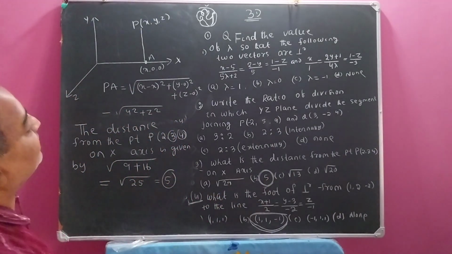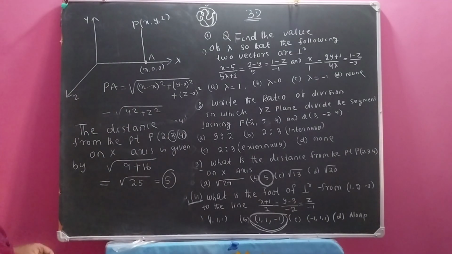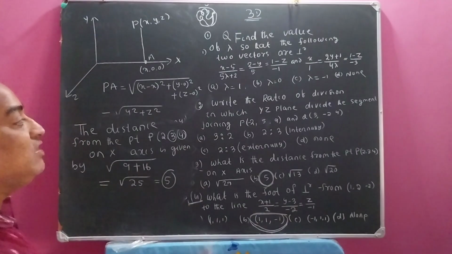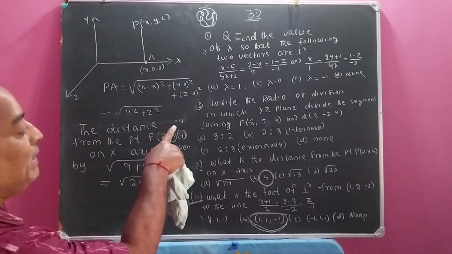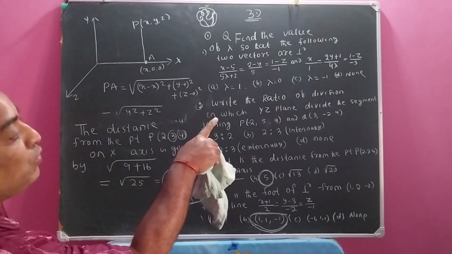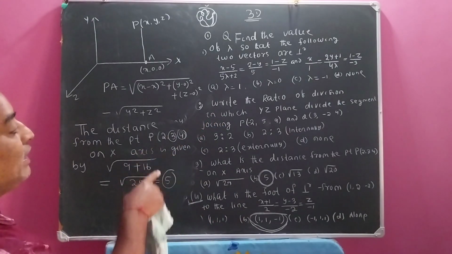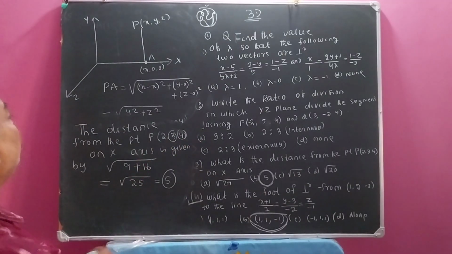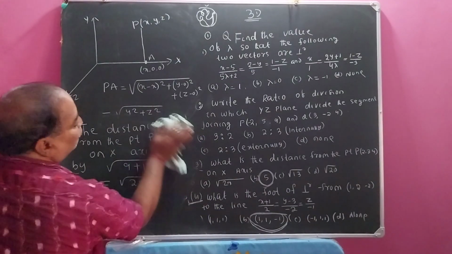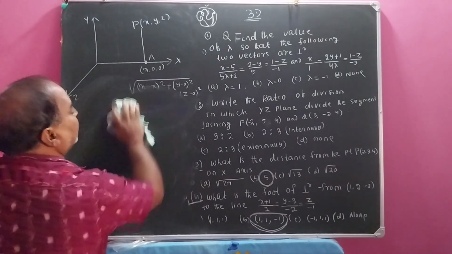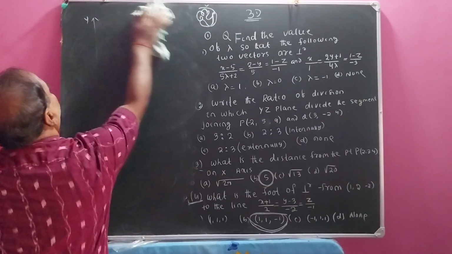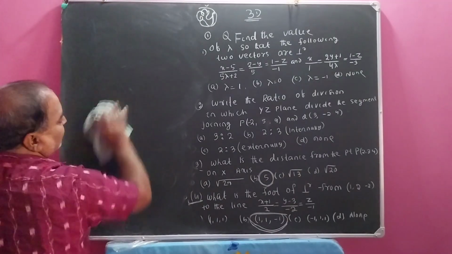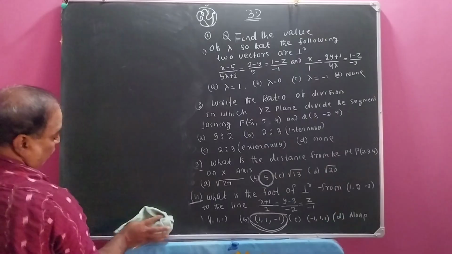Next, we have to discuss question number 2. Write the ratio of division in which the YZ plane divides the segment joining P(-2, 5, 9) and Q(3, -2, 4). The options are 3 is to 2, 2 is to 3 internally, 2 is to 3 externally. Now, how can you do this type of question? So write down the answer. We have to find out the ratio of division. Our aim is to find out the ratio of division.